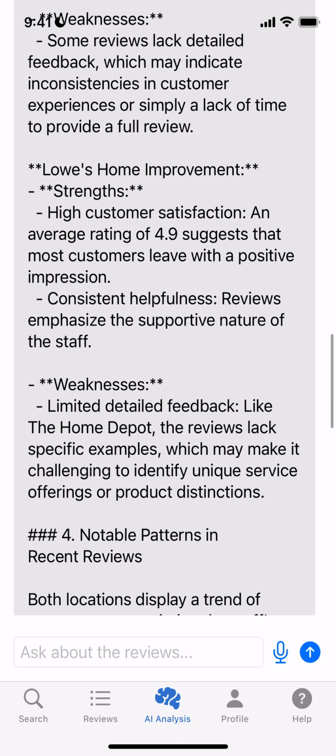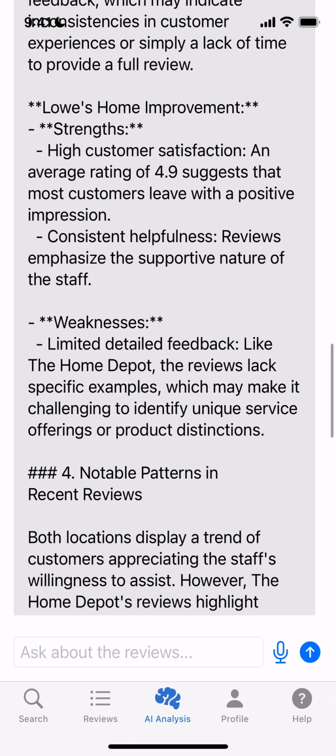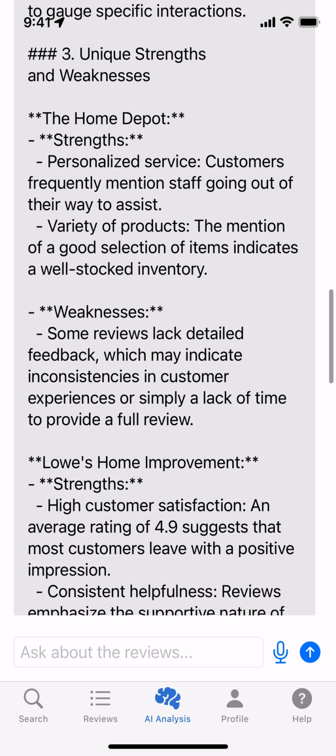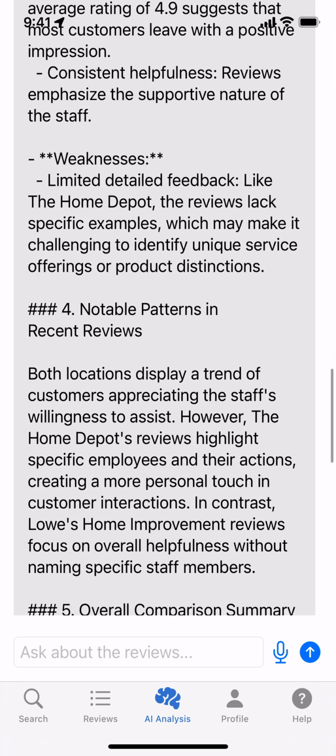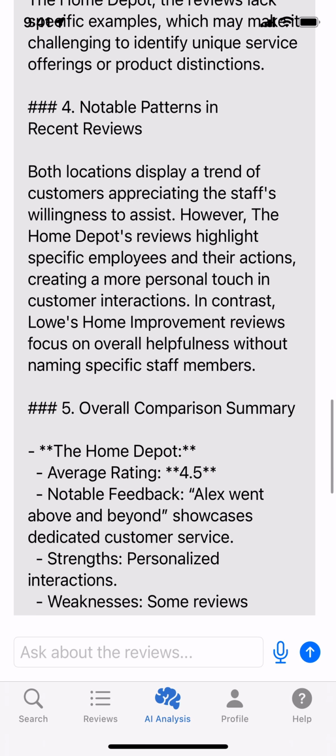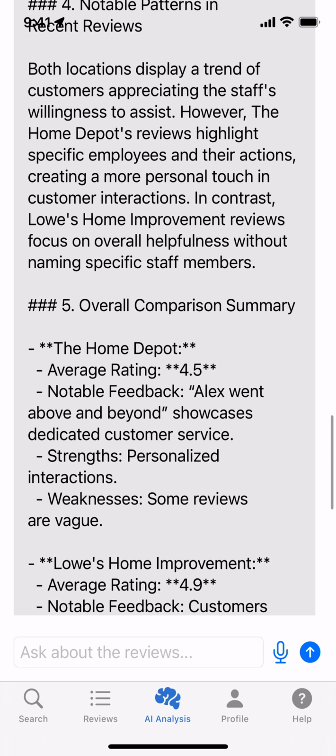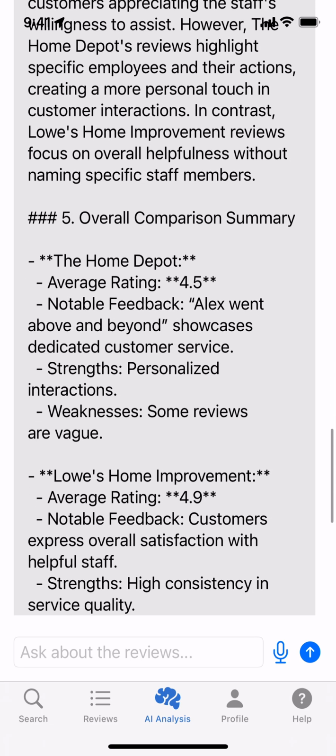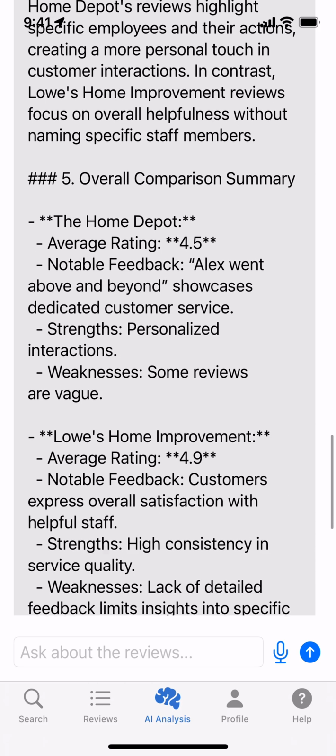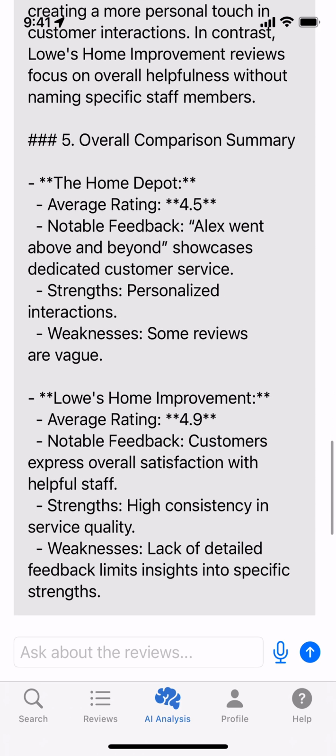Lowe's Home Improvement strengths: high customer satisfaction, consistent helpfulness. Notable patterns in recent reviews. Both locations display a trend of customers appreciating the staff's willingness to assist. However, the Home Depot's reviews highlight specific employees and their actions. Overall comparison summary. So this could be a close call. We'll see how RevuIQ decides the winner here.